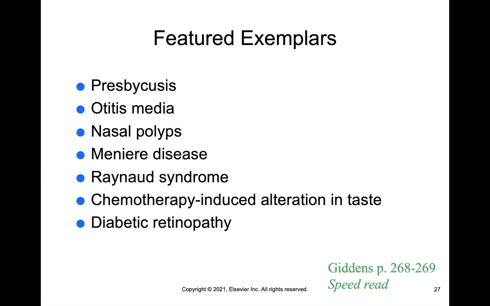And uncontrolled diabetes actually causes changes to the blood vessels of the retina. And by losing your retina, then you can, over time, have blindness. And so this is why good control of our diabetics matters, because it's more than just controlling blood sugar. It affects so many different body systems for our patients. Go ahead and just read through these featured exemplars that we just discussed on page 268 and 269.